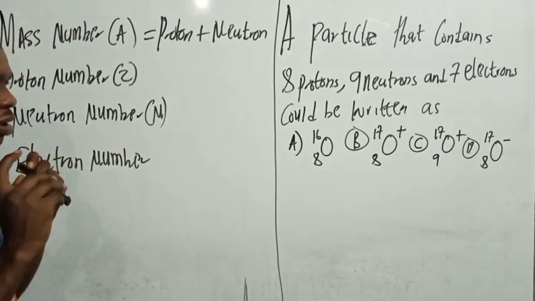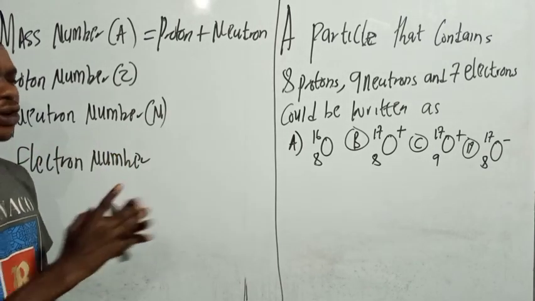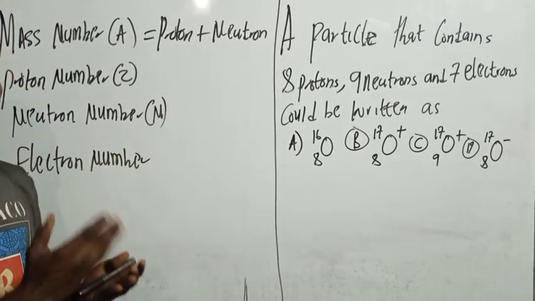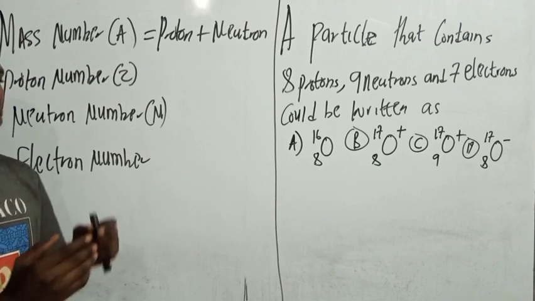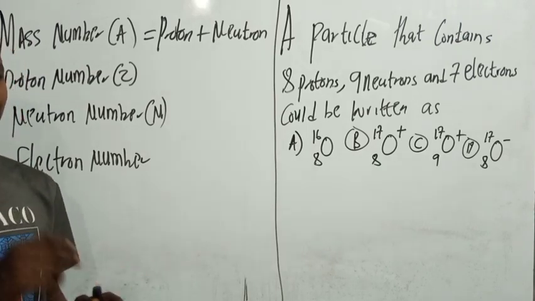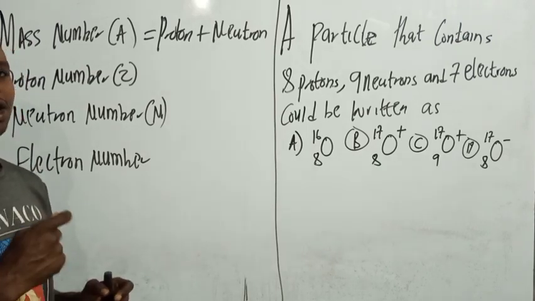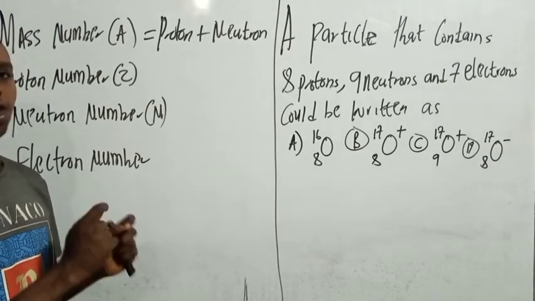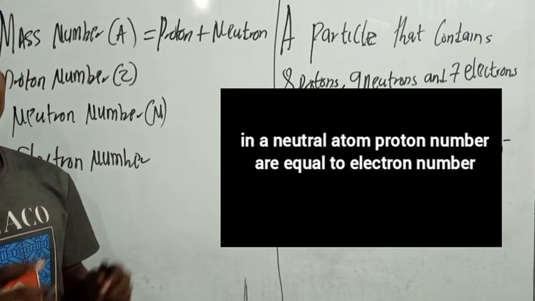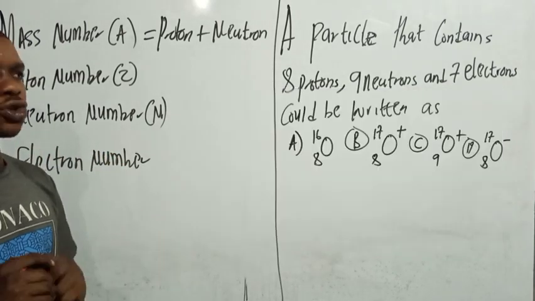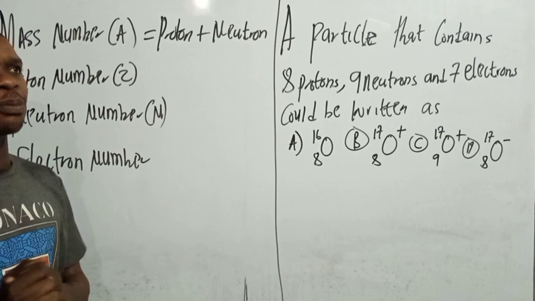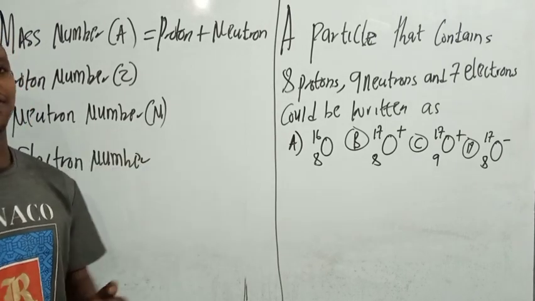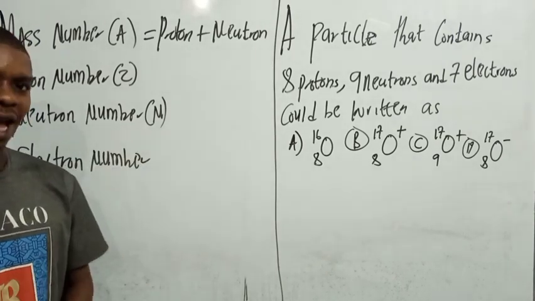So if they ask in your exam, why is an atom neutral? An atom is neutral because the proton number and the electron number are equal. In a neutral atom, proton number and electron number are equal. So if in a neutral atom the proton number is 5, then my electron number is going to be 5.